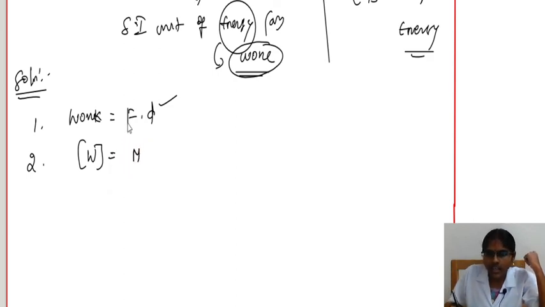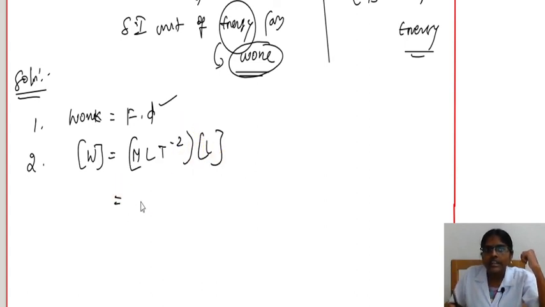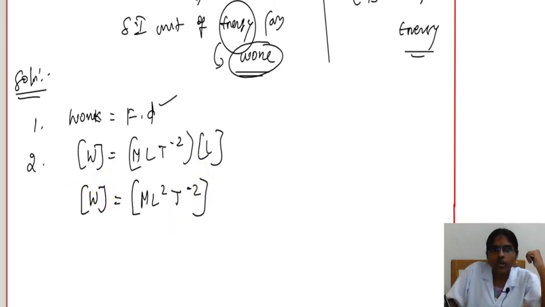You know the dimensional formula of force is M L T power minus 2, right? So M L T power minus 2, and one more L. If we multiply by L, what will come? It is M L square T power minus 2. Am I correct? So this is the dimensional formula of work.